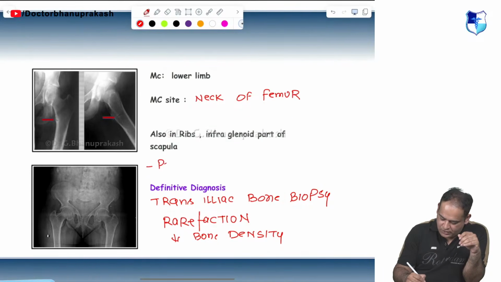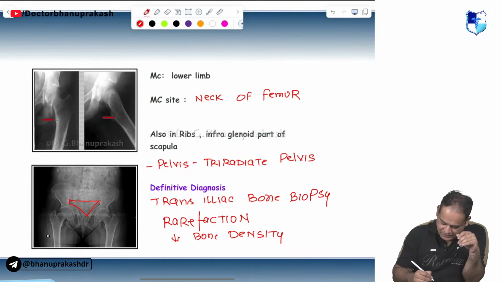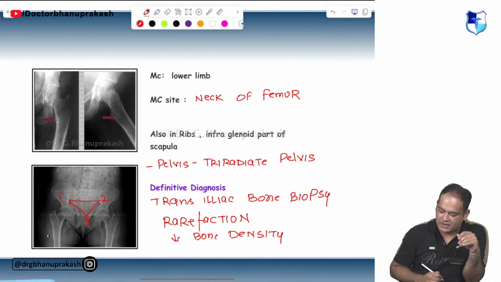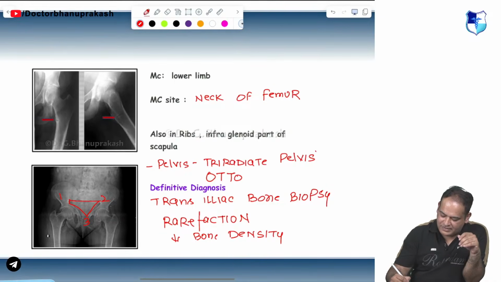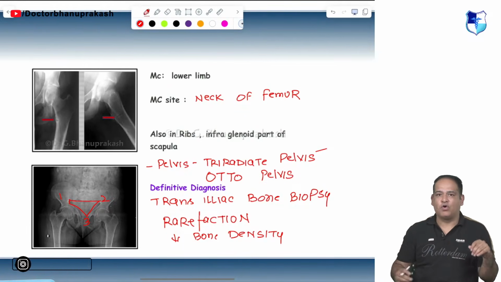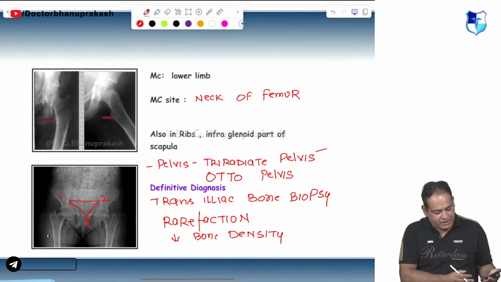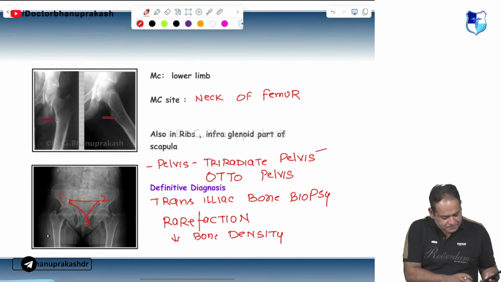Now I forgot what kind of pelvis we get to see. So the pelvis we get to see is triradiate pelvis. It will look like a triangle, triradiate pelvis. If the examiner wants to ask an easy question, it will be triradiate pelvis. For a difficult question, rather than triradiate he will write ortho pelvis. Triradiate pelvis, ortho pelvis.